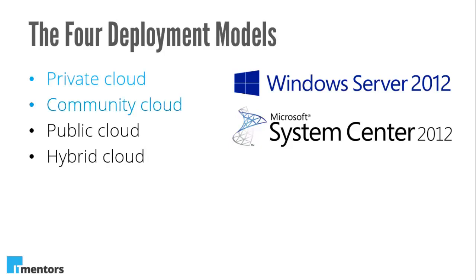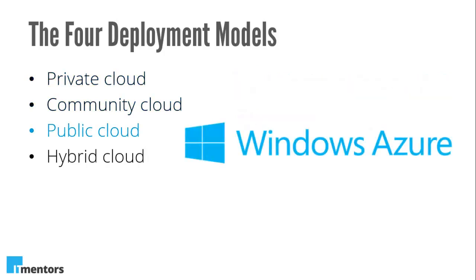Community cloud is not particularly common, but if you were to build a community cloud, it would look a lot like a private cloud, and again, you could use Windows Server and System Center. You probably guessed it, but Windows Azure is a public cloud. The features and capabilities of Windows Azure are available to anyone who signs up for an account and pays for the services. Amazon's AWS, Google's Compute Engine, these are other public clouds that offer cloud services similar to Windows Azure.